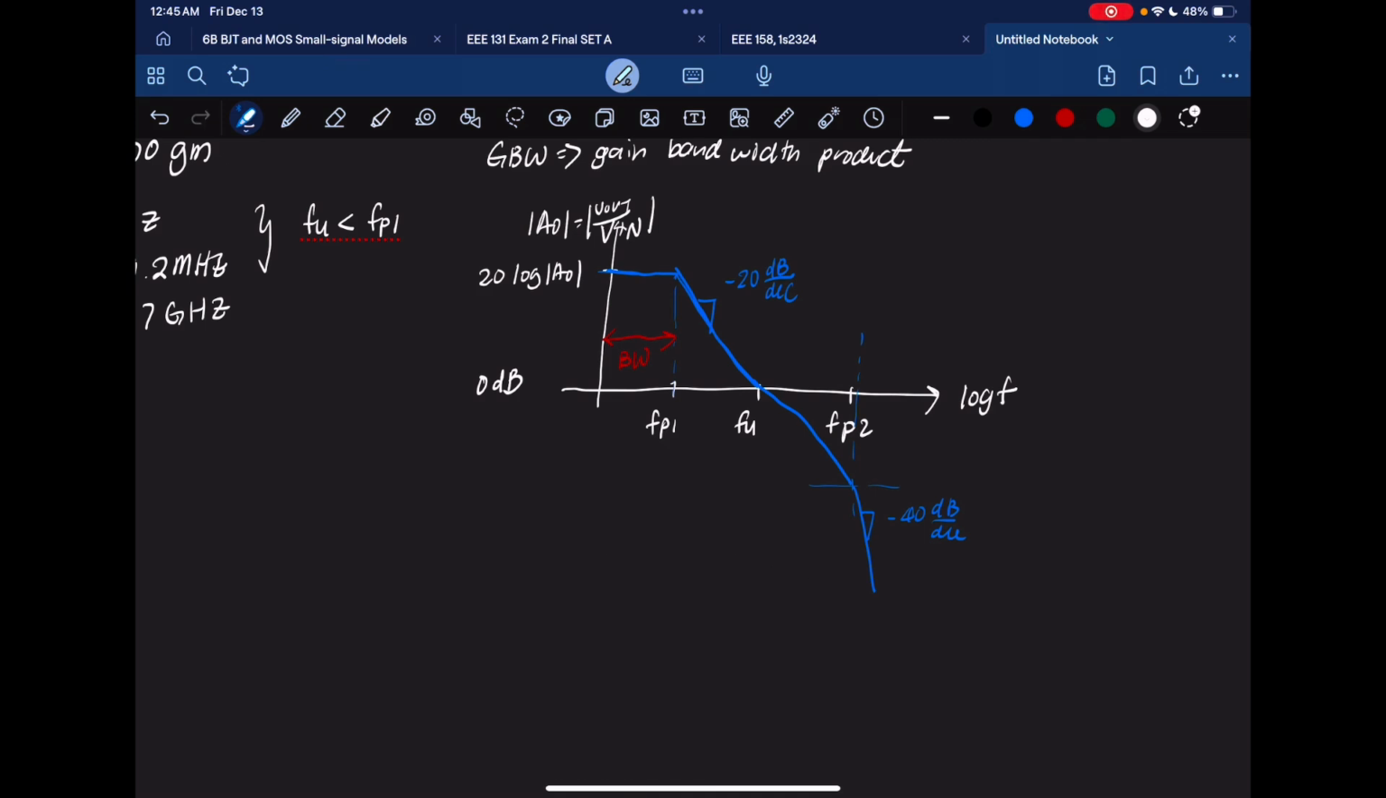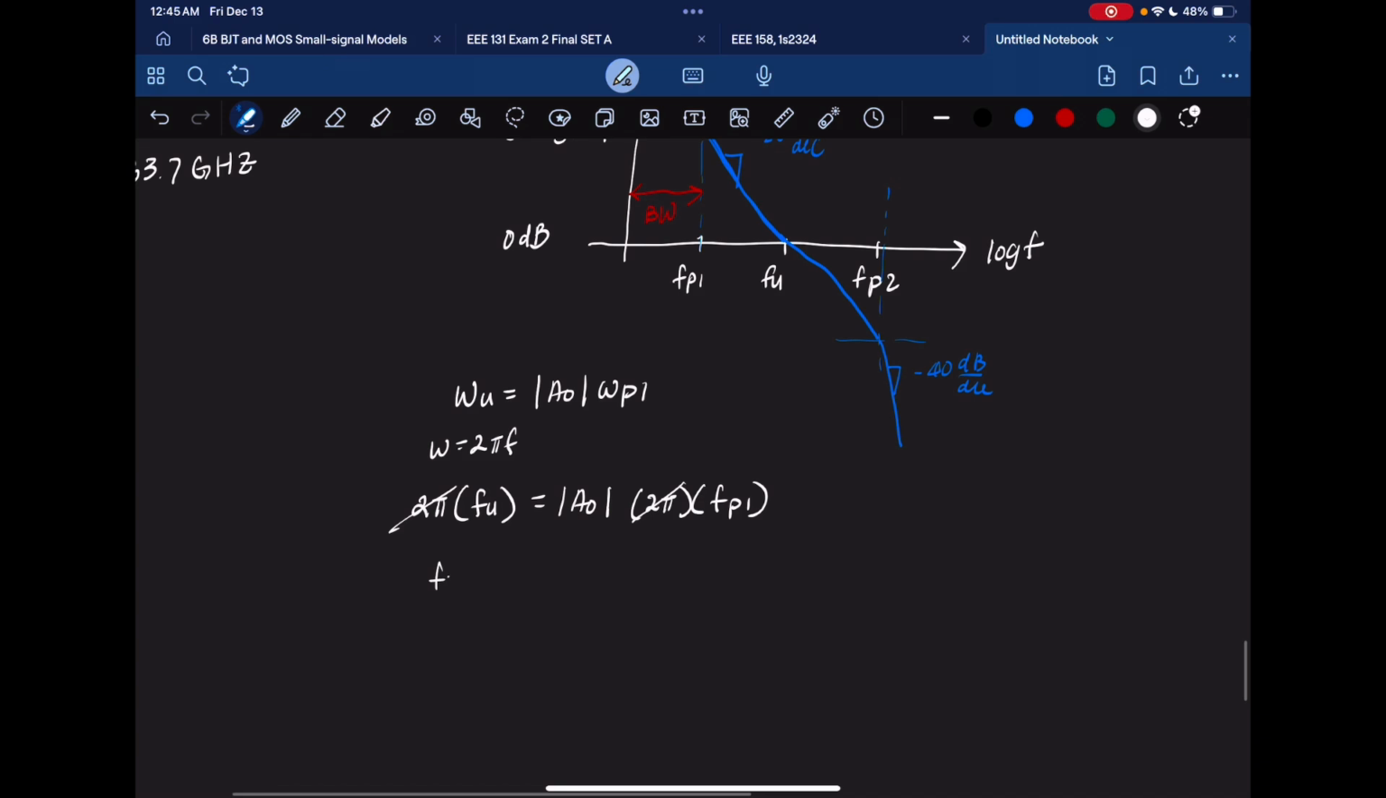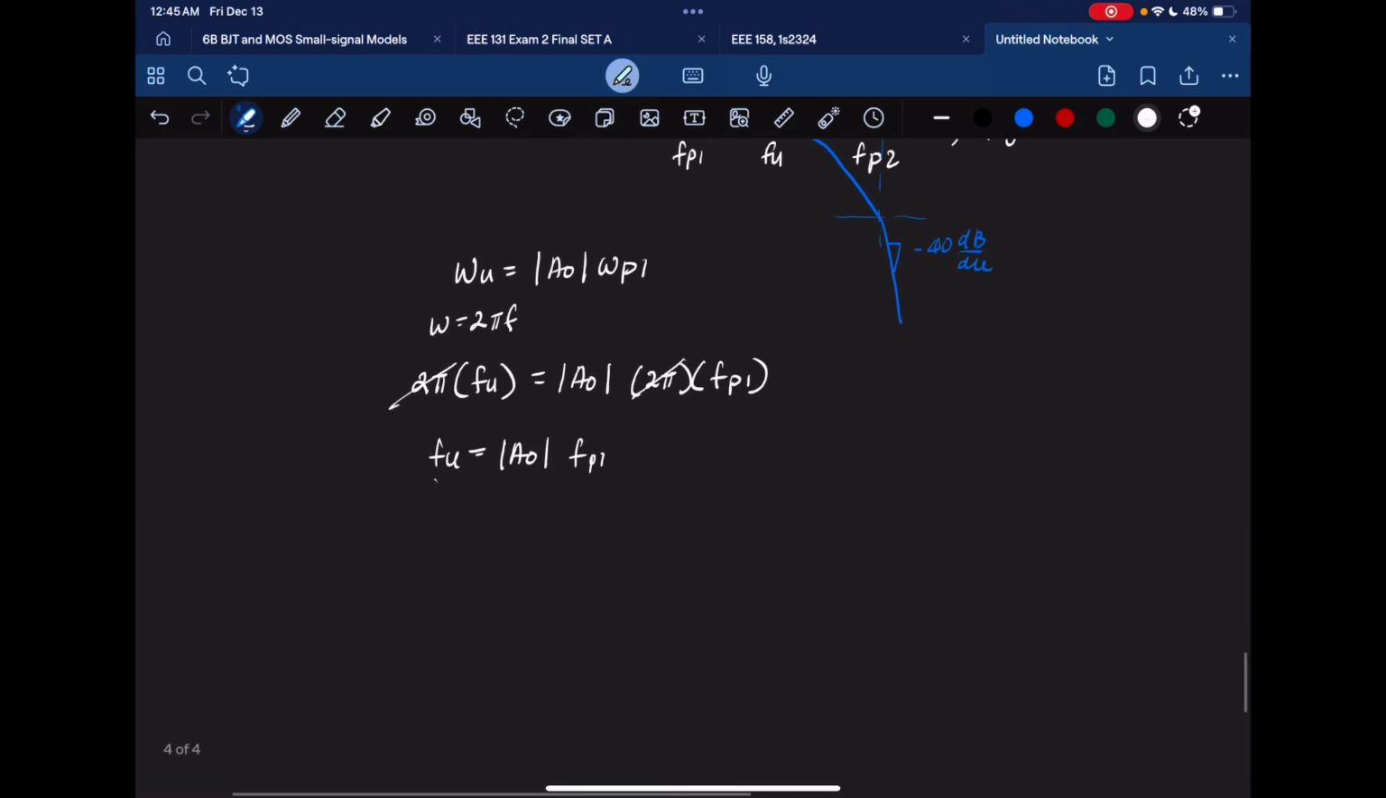Now, the unity gain, if it's W, is AO times WP1. But since we're working with frequency here, W is 2 pi F. So it becomes 2 pi times FU, and the gain multiplied by 2 pi times FP1. But since there's 2 pi on both sides, frequency unity is just the gain times FP1. And we know both of those. We know them all.